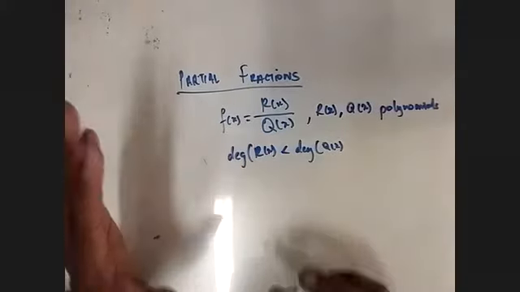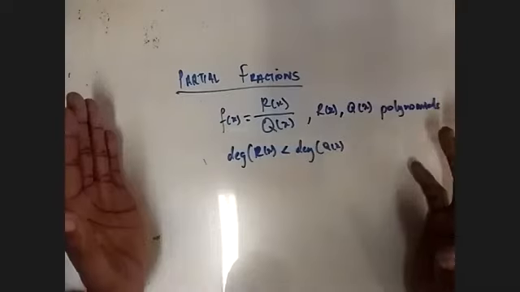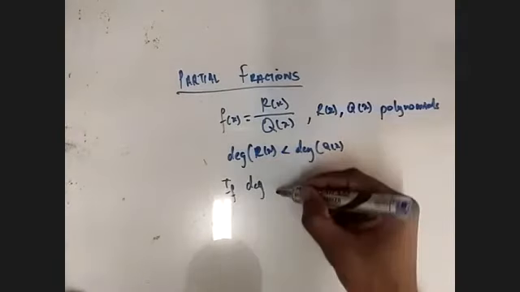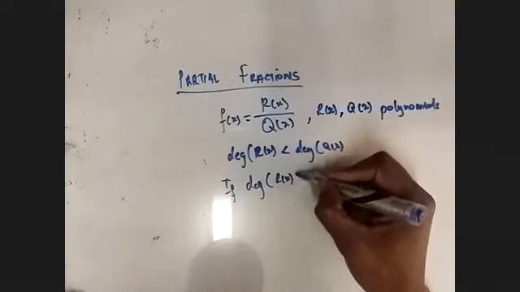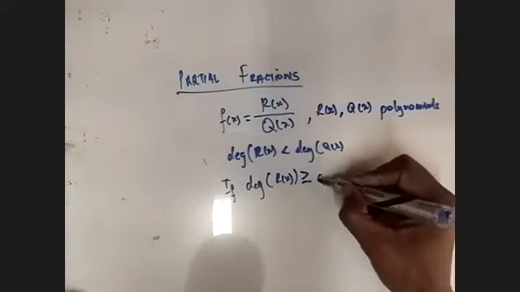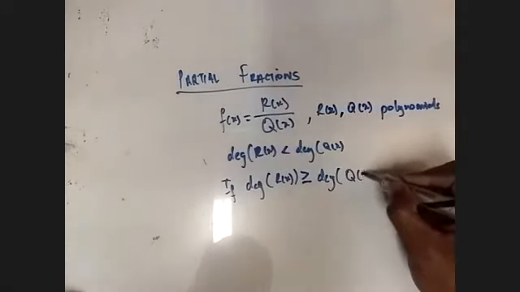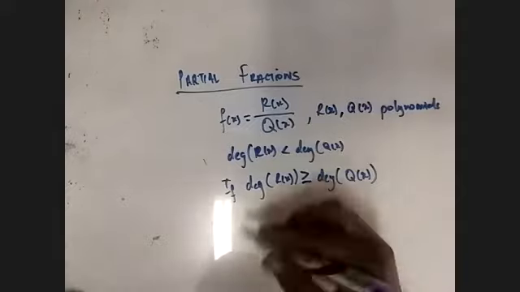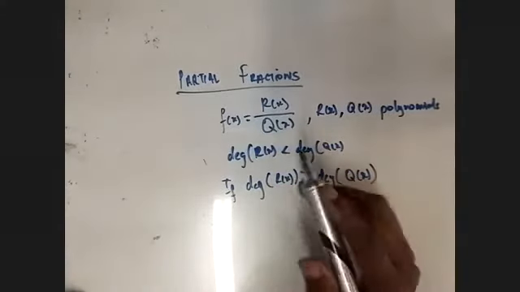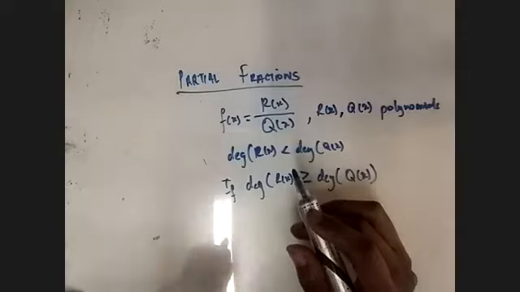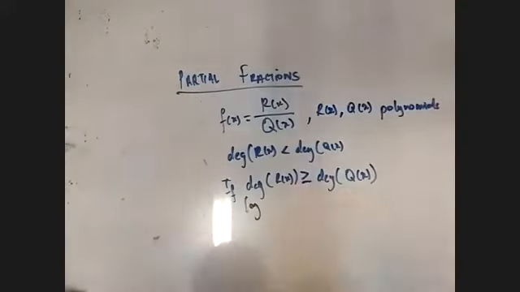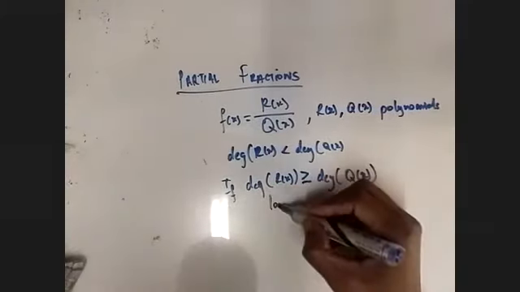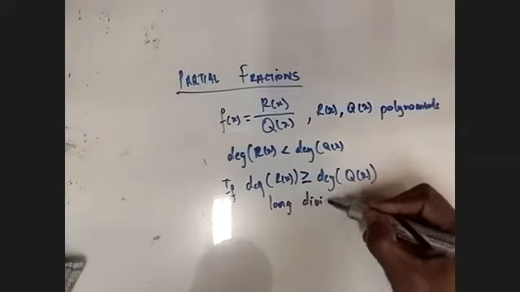I'm going to do examples. I'm just giving you ideas here, okay? But if the degree of the numerator polynomial is greater than or equal to the degree of the denominator polynomial, then you have to use something that we call what do we call this? The long division method. Long division method. Okay. So if you don't remember the long division method, today we are going to go through the long division method.